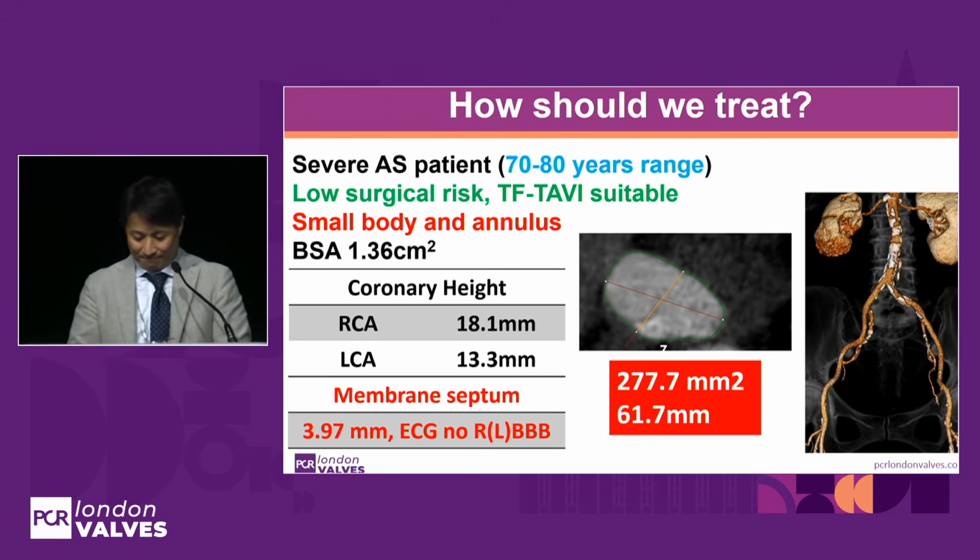Thank you so much, Masa, for your clear presentation. The patient is a lady in her 70s, low surgical risk, with coronary artery disease. She also had an extremely small aortic annulus with a body surface area of 1.36.